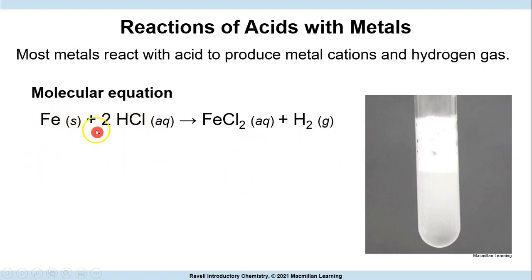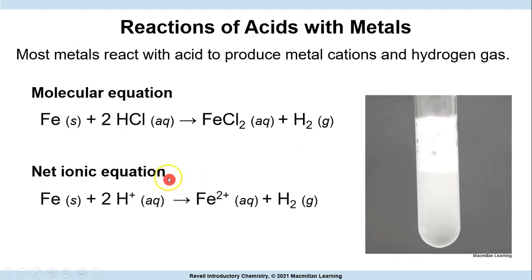We see iron reacting with hydrochloric acid to give the metal chloride here plus the hydrogen gas. So the net ionic equation in this case, remember I said, for the net ionic equation or the total ionic equation, the species that only break down are the ones that are aqueous. The solids and the liquids and the gases, they do not break down. So let's write out the total ionic equation here.